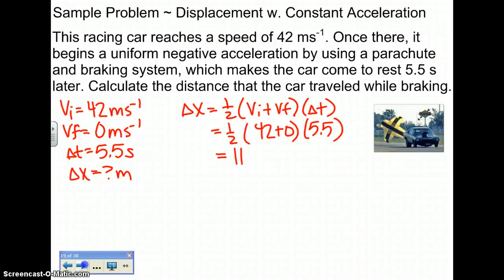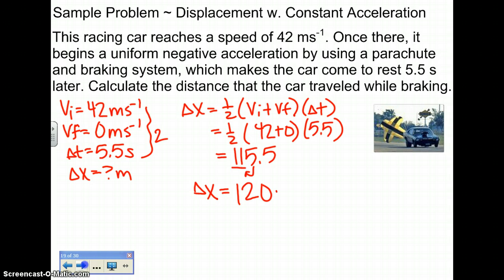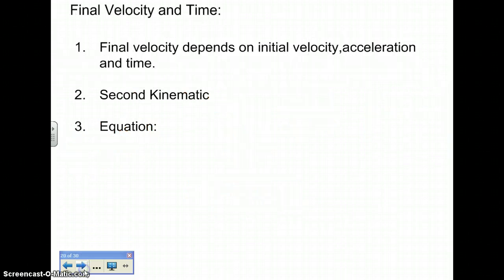In your calculators, you should see 115.5. Looking over here at your givens, you only see 2 significant figures for your final answer, and that 5 rounds the 1 up. Therefore, your final answer becomes 120 meters. All right, let's look at the next one here.